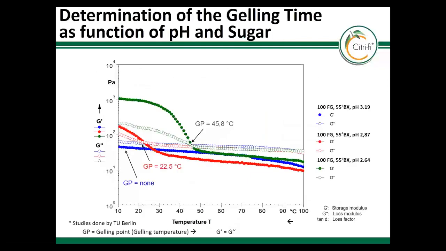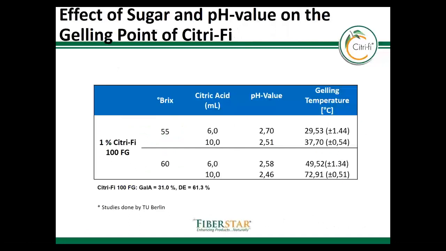The pH value and sugar content not only affect the gel itself, but also the gelation time. Together with the University of Berlin, we studied this effect by using special equipment to measure the viscosity during the cooling process of hot food preparations. This technique shows up gel points as a function of sugar and acid. The results of those trials are summarized in this table.